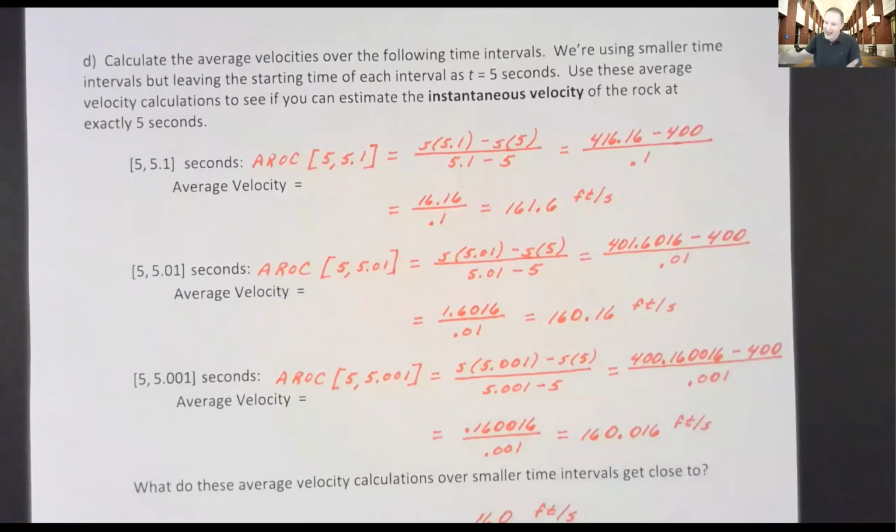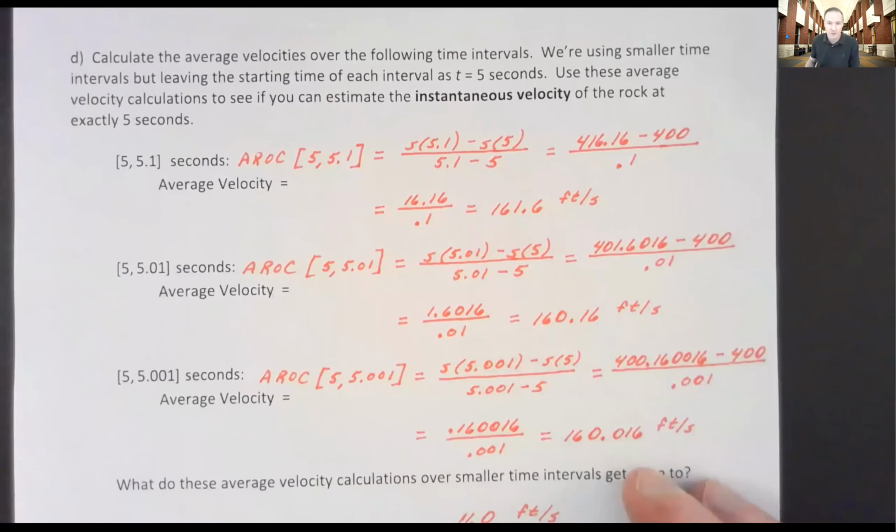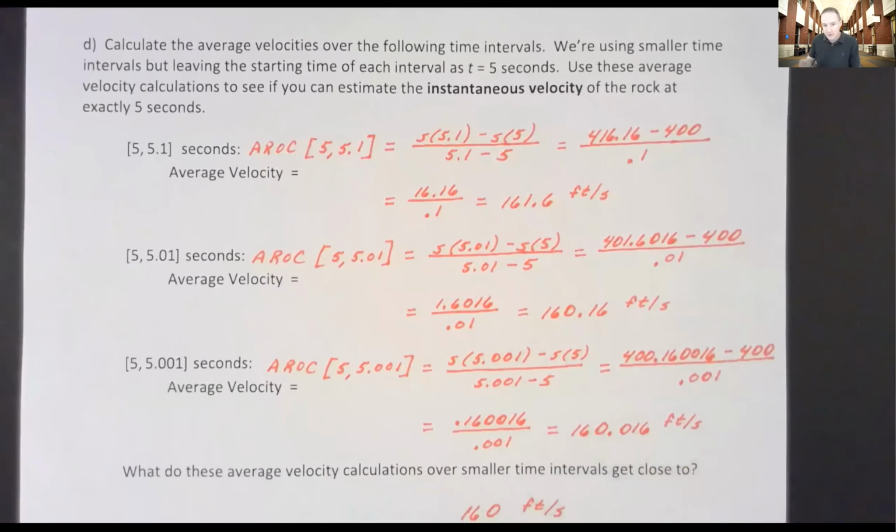I want to know how fast the rock is going at 5 seconds. Well, what's the problem? I don't have a velocity function. I have a position function. And so here's the idea: it doesn't matter that we don't have a velocity function, because the average velocity is going to be the change in position over the change in time.